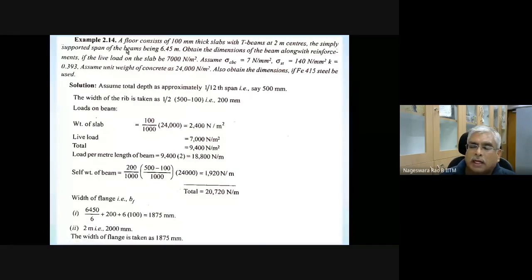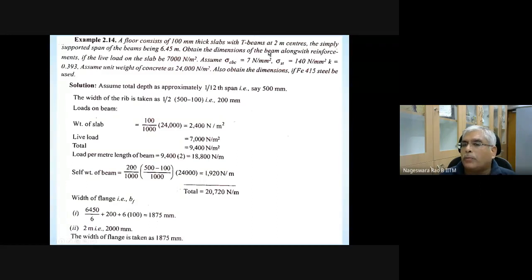That gives us an idea about L0. L0 is the distance between the points of zero moments. For a simply supported beam, the distance between points of zero moment is the same as the span, 6.45 meters. Obtain the dimensions of the beam along with reinforcement if the live load on the slab is 7,000 newtons per meter square.